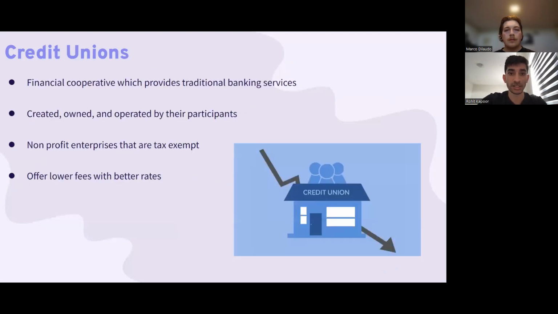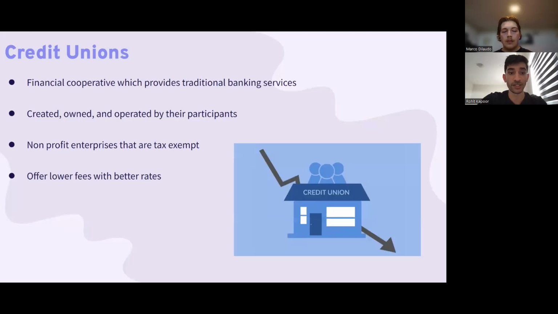Looking at the second structure, these are credit unions, and these are financial cooperatives that provide traditional banking services. They're created, owned, and operated by their participants, who are also referred to as members. Credit unions are nonprofit enterprises and are often tax exempt, which allows them to offer competitive rates and lower fees to their members.